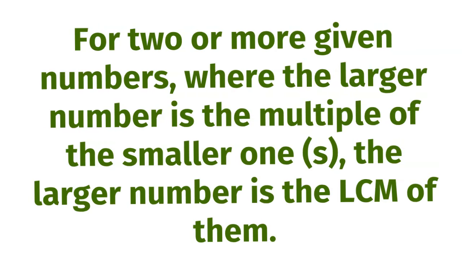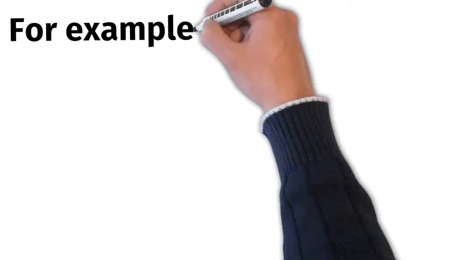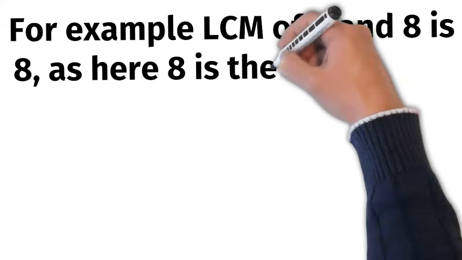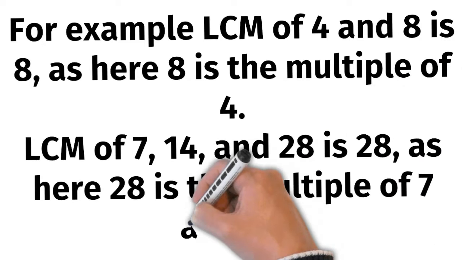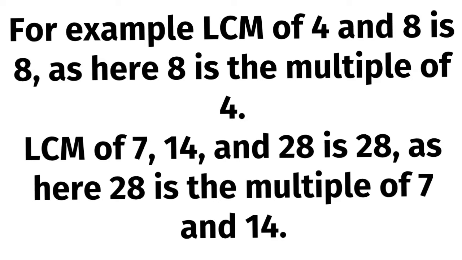For two or more given numbers where the larger number is the multiple of the smaller one, the larger number is the LCM of them. For example, LCM of 4 and 8 is 8, as here 8 is the multiple of 4. In another example, LCM of 7, 14 and 28 is 28, as here 28 is the multiple of 7 and 14.